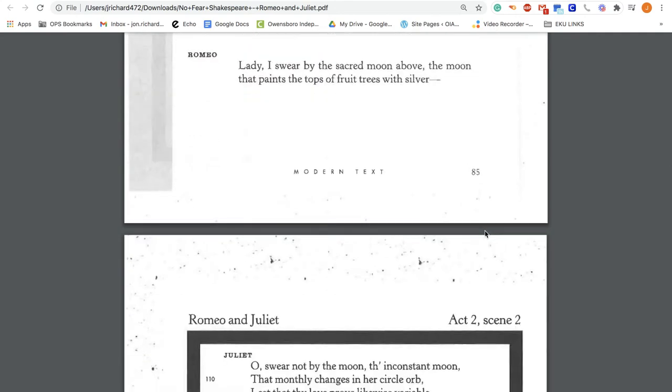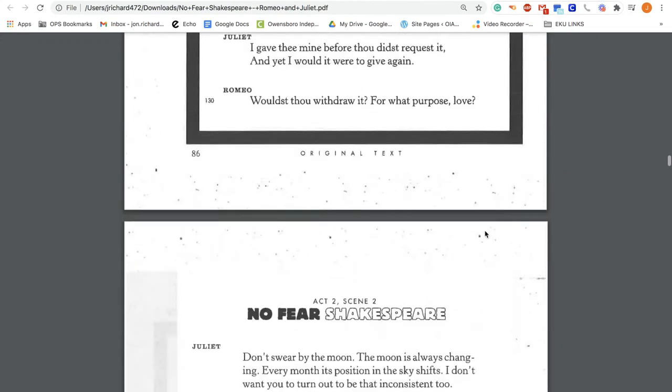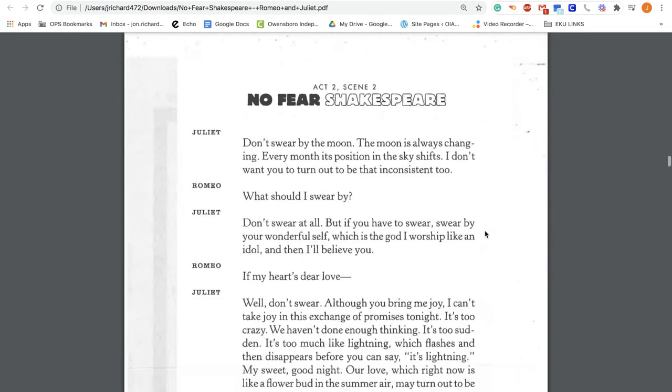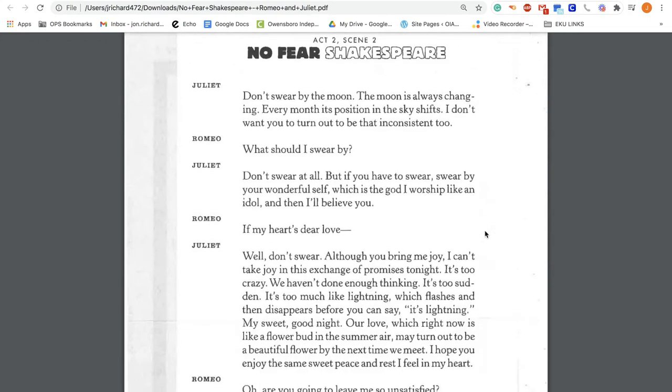Lady, I swear by the sacred moon above, the moon that paints the tops of the fruit trees with silver. Oh, swear not by the moon, the inconstant moon that monthly changes in her circled orb. Don't swear by the moon. The moon's always changing. Every month its position in the sky shifts. I don't want you to turn out to be that inconsistent too.